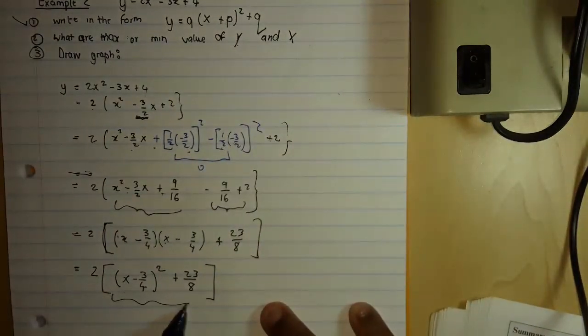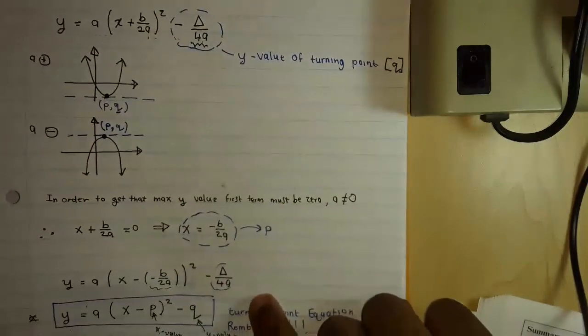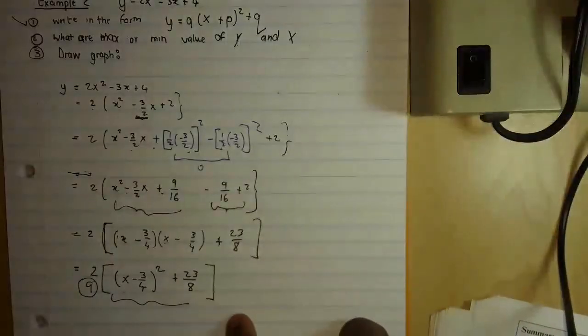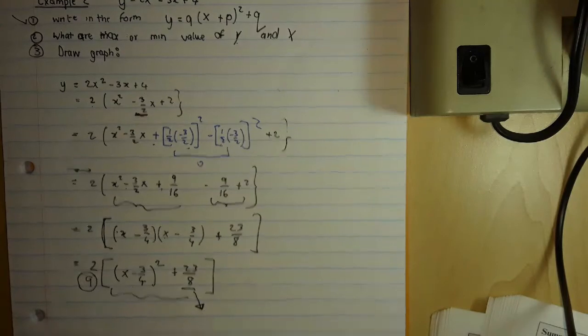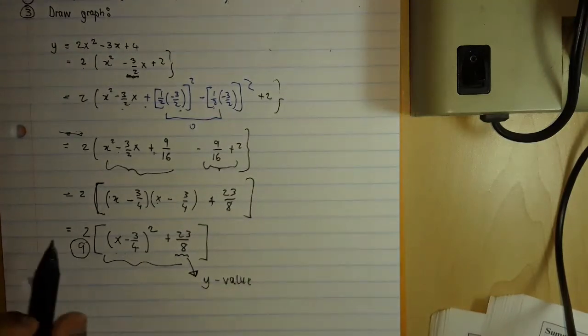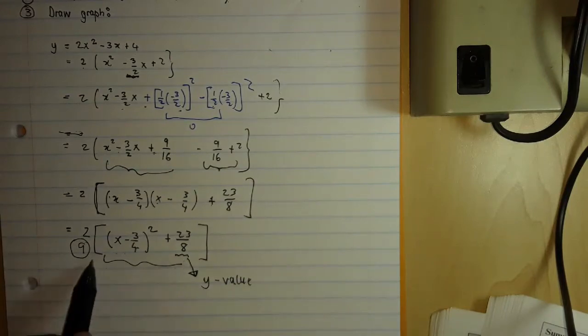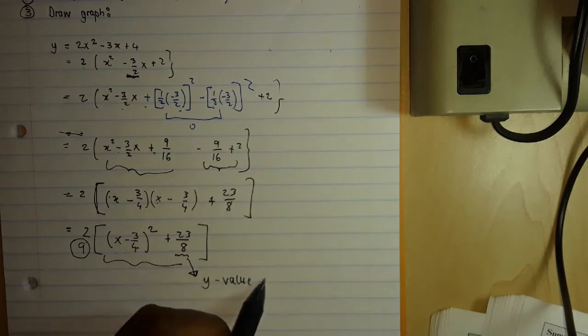We have the a on the outside, and here we have this, which we could safely say represents the y value of the turning point. So that's the power of writing this in the turning point equation, so to say, because now when you have simplified this, you already know what your x and y value of the turning point is. So this is the y value of the turning point.